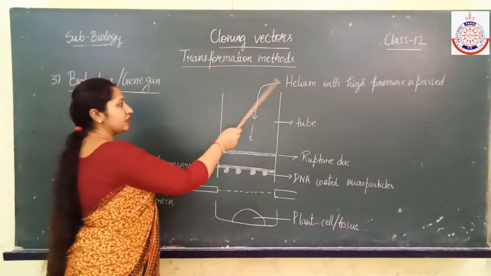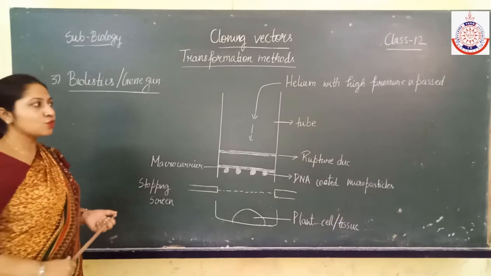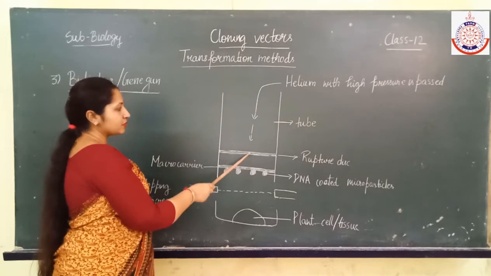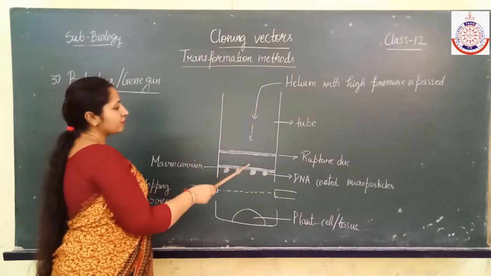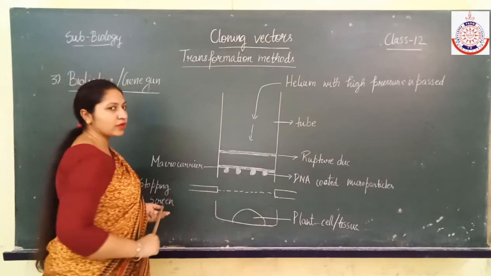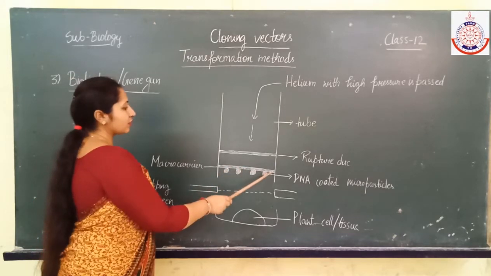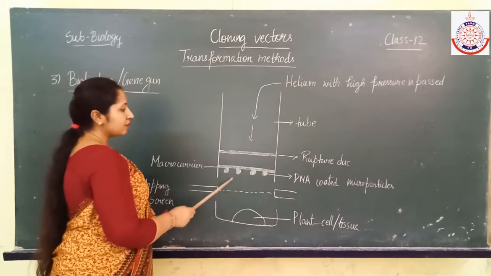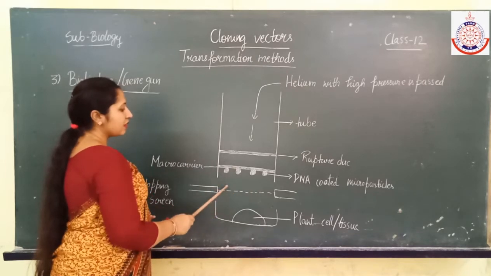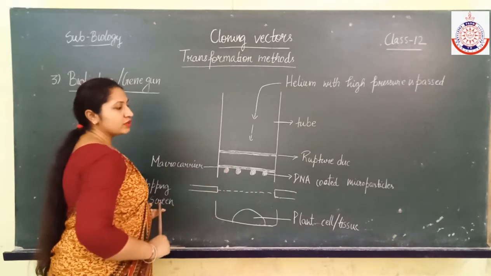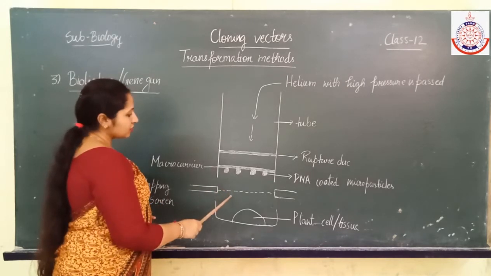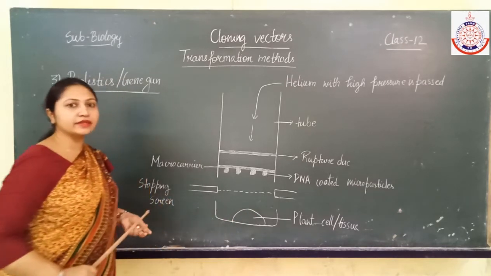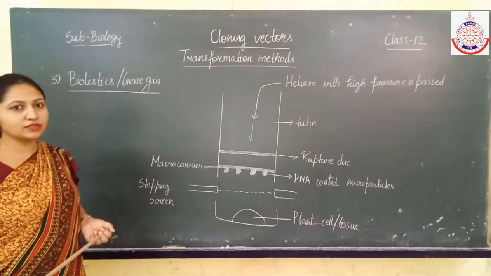Now from one end helium with high pressure is passed. So when the helium is passed, what happens? The disc ruptures, and then the helium with high velocity falls over the macrocarrier. When it falls over the macrocarrier, the macrocarrier is stopped by the stopping screen, but the DNA-coated microparticles pass through these holes and become embedded in the plant cells, entering them with high velocity.